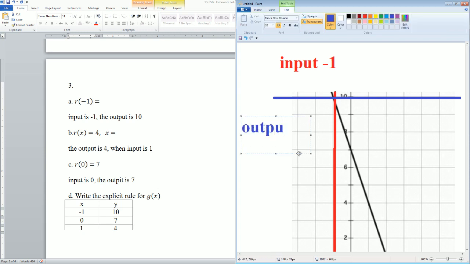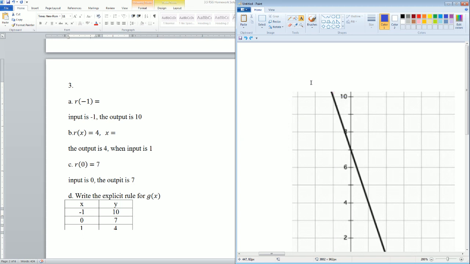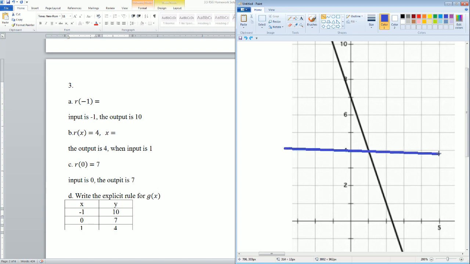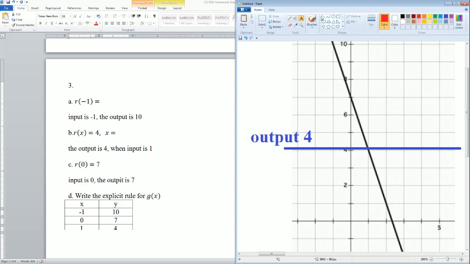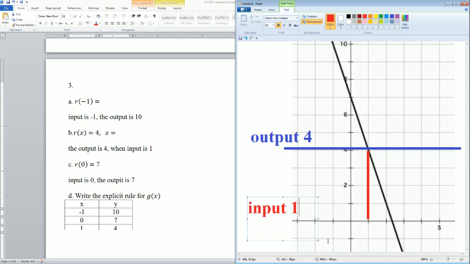Output is at 10. And did I get that answer? Yep. What happens when the output is 4? So we're going to look at the output. That is the output of 4. Let's look at the input right there. Looks like the input here is at 1. So the input is 1 at that point. Good.